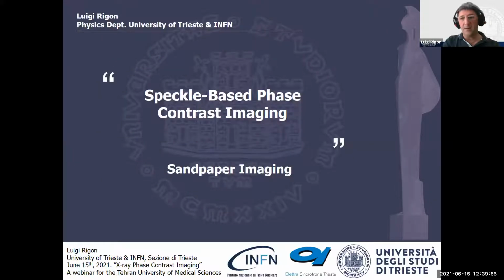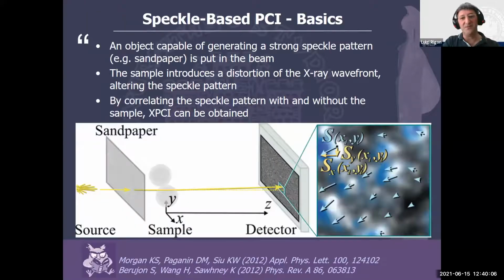Now, I've almost run out of my time, so I will go very quickly through this last technique, which is speckle-based imaging. This has been rather recently introduced. The idea is completely different: you have your beam and, before your sample, you put something that will create a strong speckle pattern. Something like this, just speckles. This speckle pattern will probably hide the image of your object. You won't see your object, you will just see speckles.